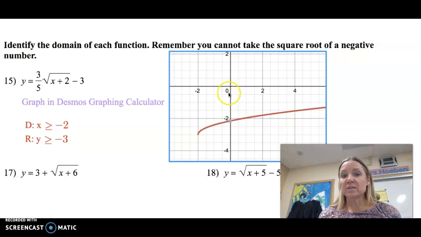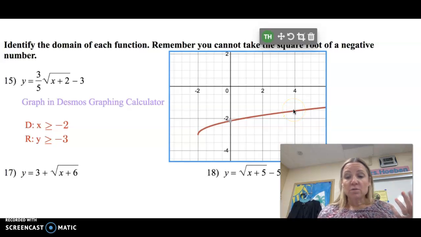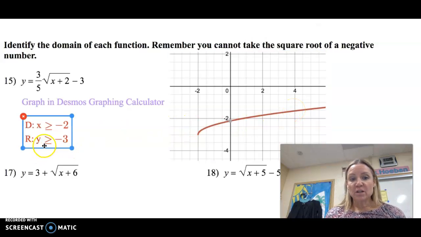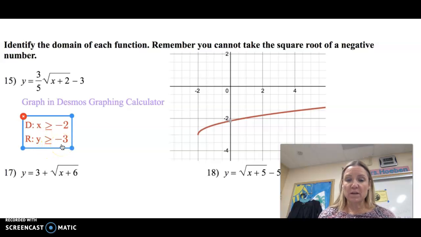The range is going to be the y values. So here's the y-axis, and we're coming across here from -3, and it's just going to get larger and larger. Now it doesn't grow as fast as the x's did, but it is going to grow to positive infinity. So the range is going to be all the y values that are greater than or equal to -3.